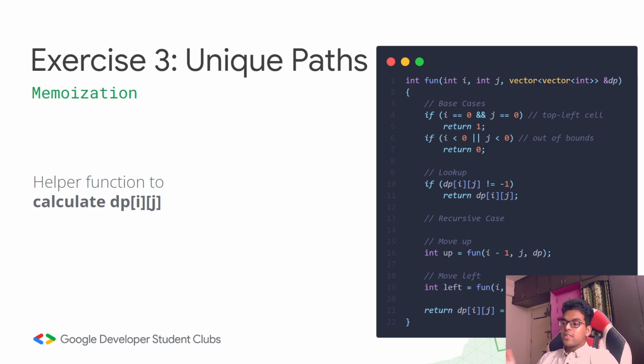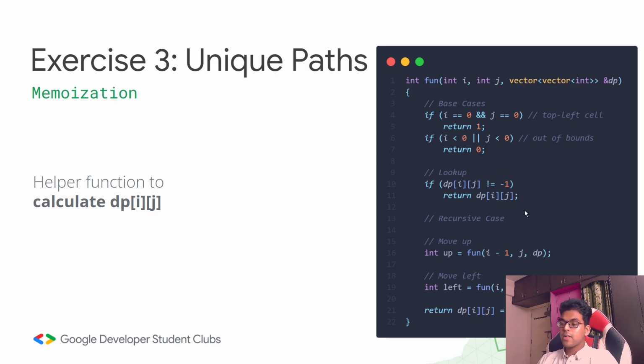Again, there are two cases, base cases and recursive cases. Base case, if we are at the origin, if we are finding the unique paths from the origin to origin itself, that is i and j both are 0, then we return 1, since there's only one path from origin to origin. Now, I'll explain this out of bounds case later. It will make it clearer if I explain the recursive cases. Next up, we look up in the DP cache. If the value is computed, return that value.